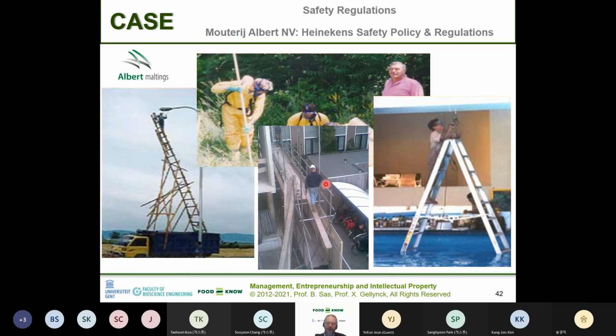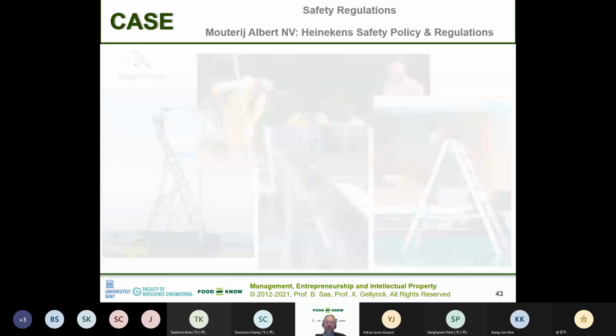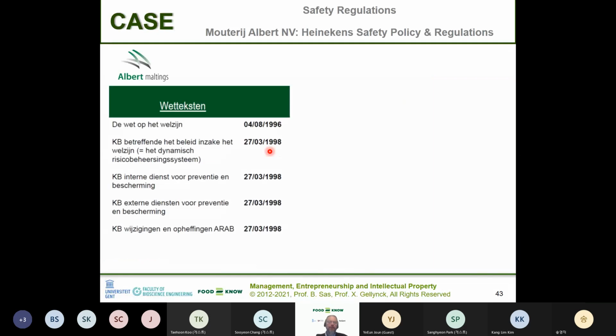So these type of operations, without any safety, people are working at great heights. This is not allowed anymore. So you have to have very strict regulations for your workers to make sure that there are no accidents, that people come to work, there's no hazard, and they can leave back home without being injured.